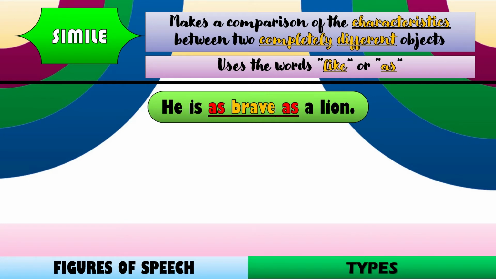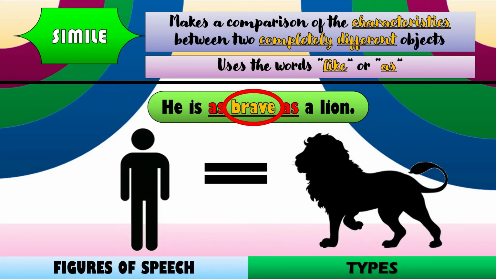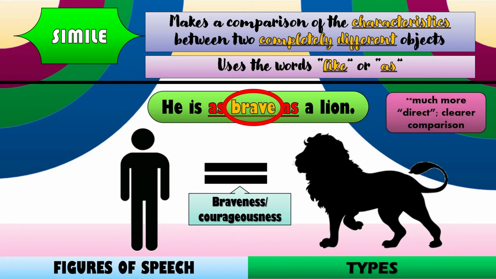For this example, we're using the expression as blank as, wherein we indicate the actual characteristic, which is brave. For this example, we're able to identify that the person is compared to a lion because he is able to show courageousness or braveness similar to that of a lion. Remember that when you're using as in simile, it's much more direct or has a clearer comparison because the qualities are directly stated.